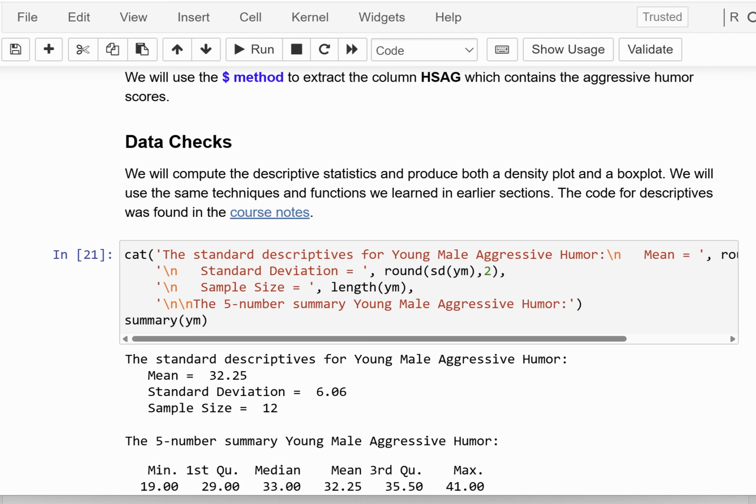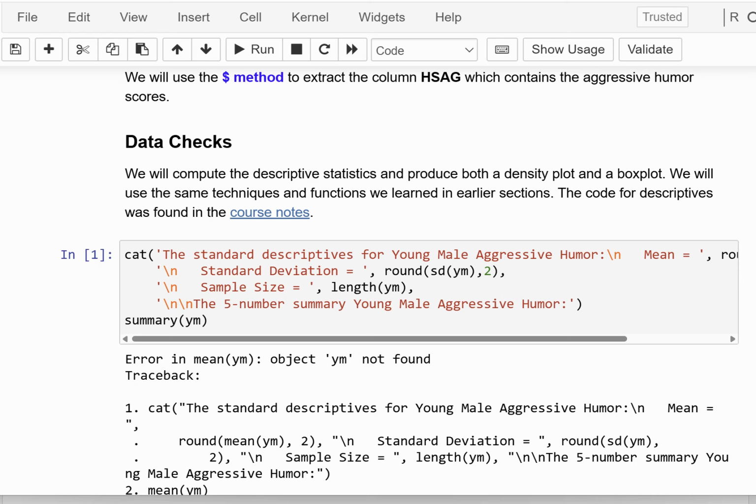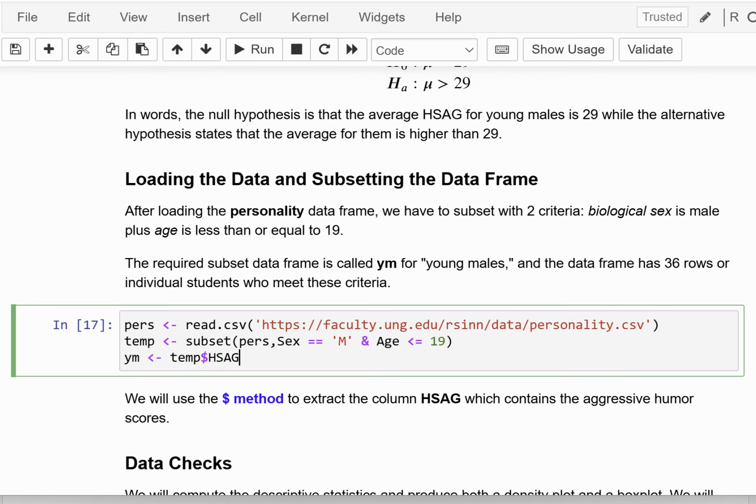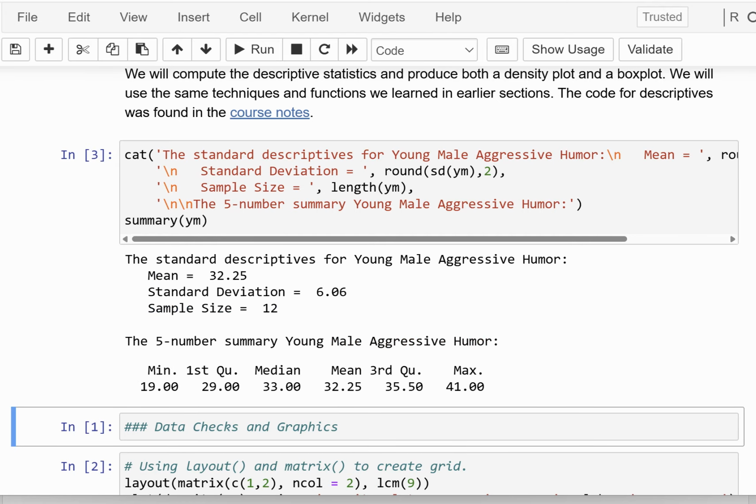Sorry, the first thing I did is I went into your notes to get the code that does the descriptive statistics, and I've already changed it so that it has the right data. Sorry, I have to come up here and download the data, and now you're seeing how I knew that the mean was 32.25 and the standard deviation 6.06 and sample size was 12, right? Because I'd already done the statistics here in the notebook. So that went into the PowerPoint.